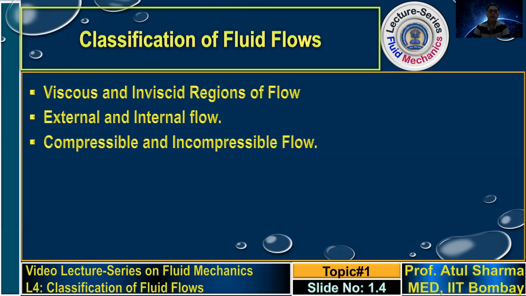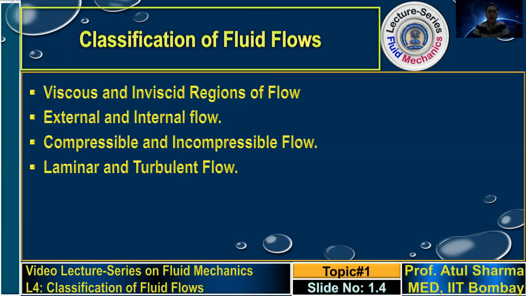Based on the variation of density in a fluid flow, we have two types of flow: compressible flow, where density is varying with space as well as time; and incompressible flow, where in the flow region the density is uniform, almost uniform.